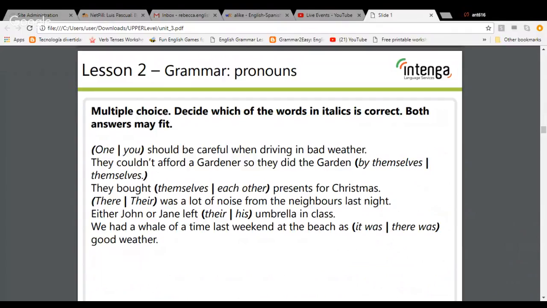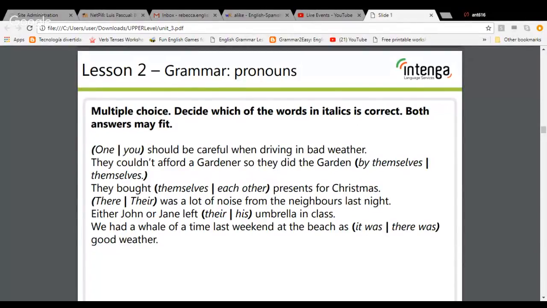All right. What about the second one? They couldn't afford a gardener, so they did the garden by themselves. By themselves is your final answer? Yes. Okay. And I do agree with that because they're doing it alone. They didn't have outside help. Right. So very good. What about the next one?